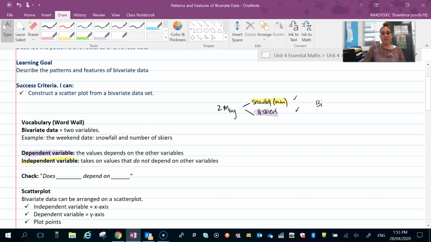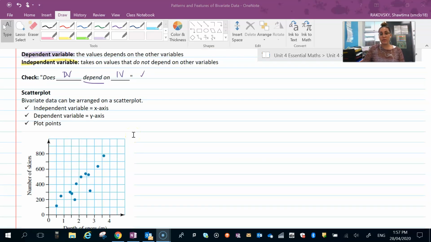Now, you can always do this check, and if it sounds right, then generally that's how you know that you've got them in the right order. So does snowfall depend on the number of skiers? Well, no, not really. But does the number of skiers depend on how much snow falls? Yes. So that's how you can also check. Does the DV depend on the IV? If it makes sense, then that's how you recognize which one is the dependent and which is the independent variable.